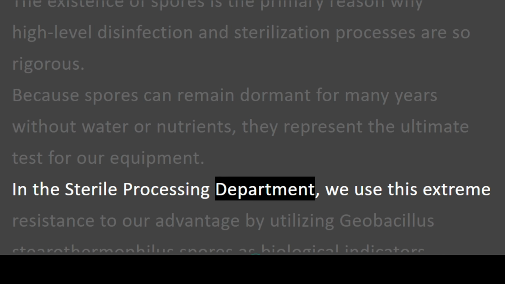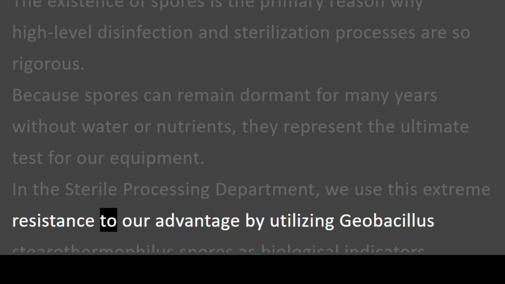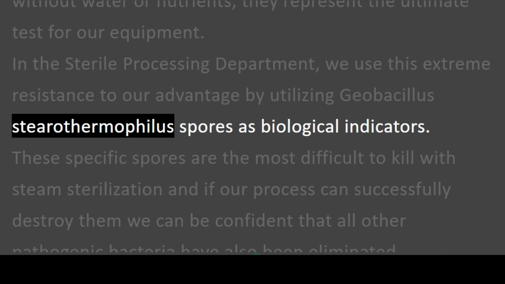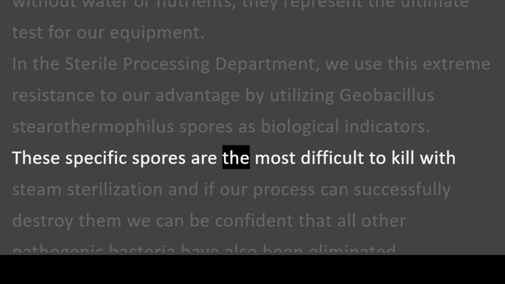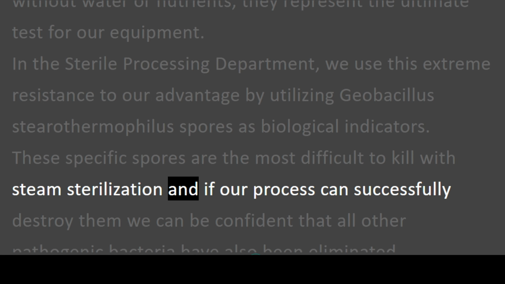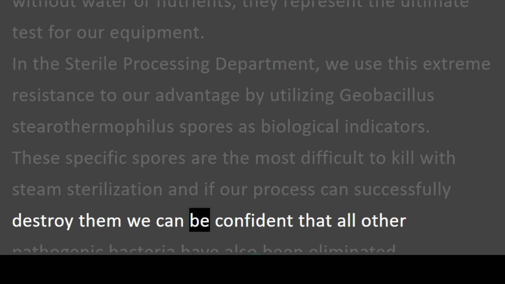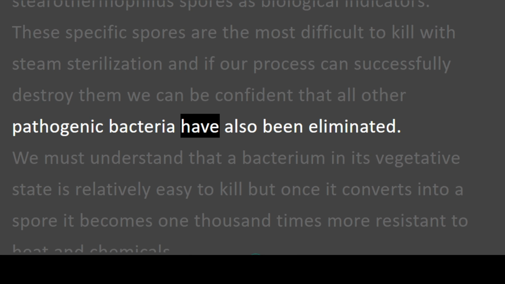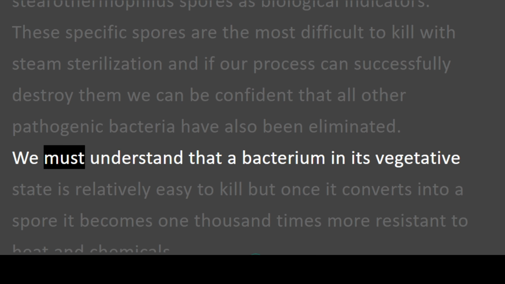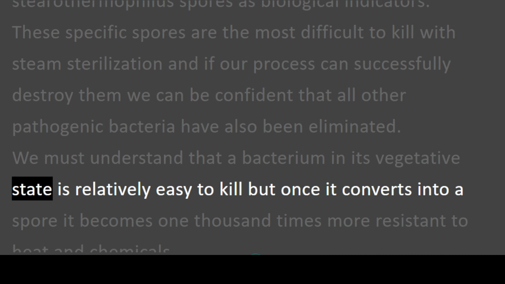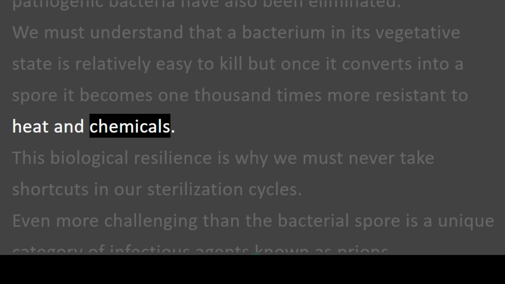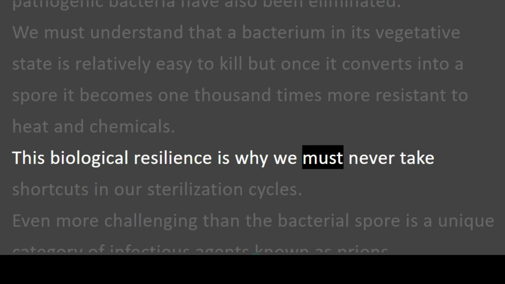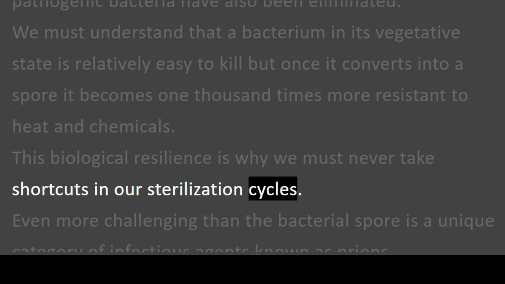In the sterile processing department, we use this extreme resistance to our advantage by utilizing Geobacillus stearothermophilus spores as biological indicators. These specific spores are the most difficult to kill with steam sterilization, and if our process can successfully destroy them, we can be confident that all other pathogenic bacteria have also been eliminated. We must understand that a bacterium in its vegetative state is relatively easy to kill, but once it converts into a spore, it becomes 1,000 times more resistant to heat and chemicals. This biological resilience is why we must never take shortcuts in our sterilization cycles.